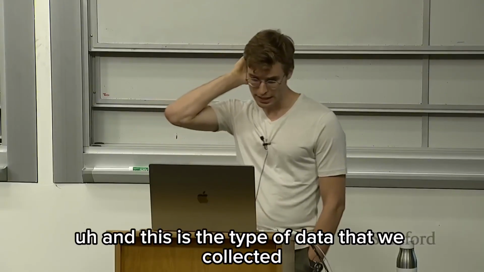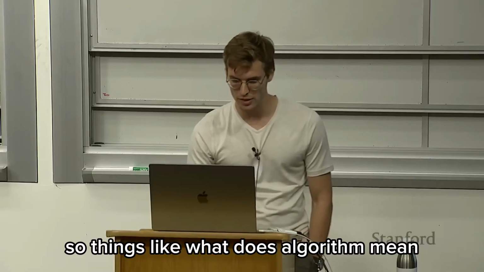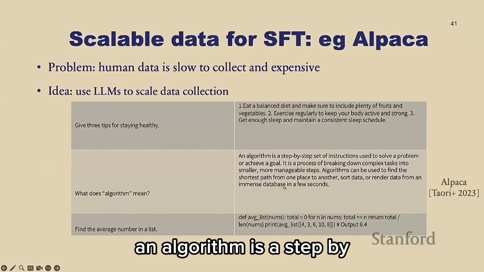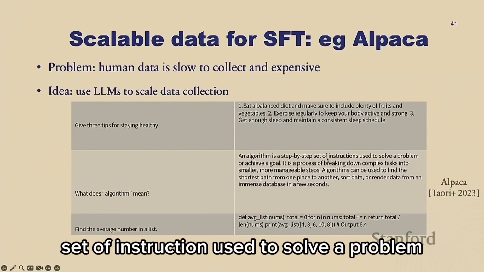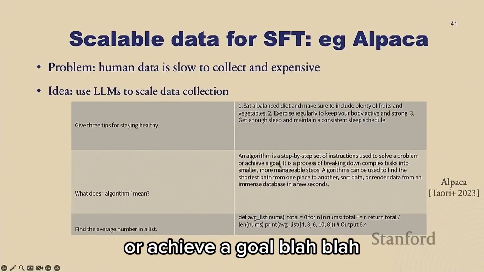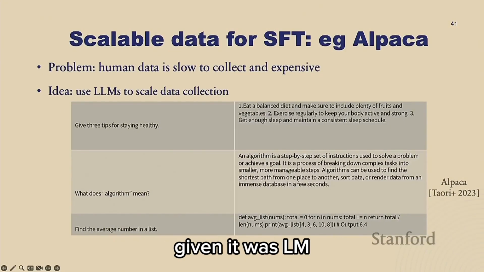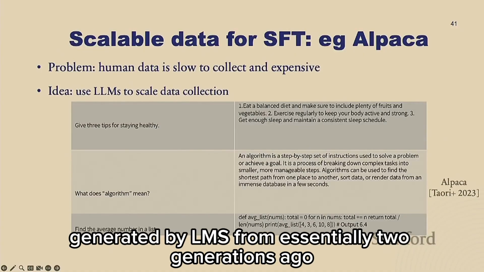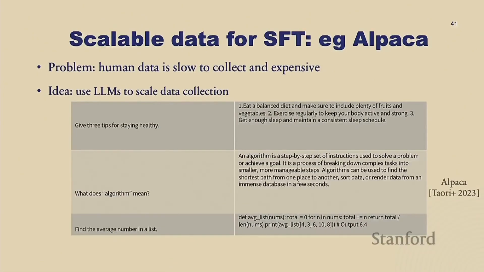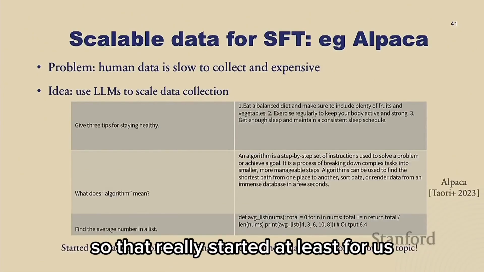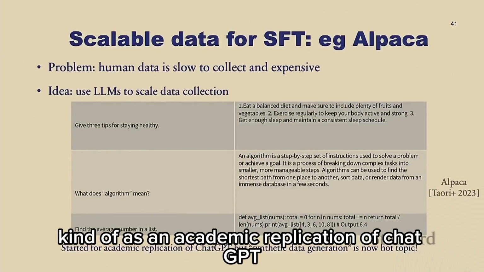And this is the type of data that we collected. So things like, what does algorithm mean? An algorithm is a step-by-step set of instructions used to solve a problem or achieve a goal, and so on. So the data is actually pretty good, given that it was generated by LLMs from essentially 2 generations ago. So that really started, at least for us, as an academic replication of ChatGPT.